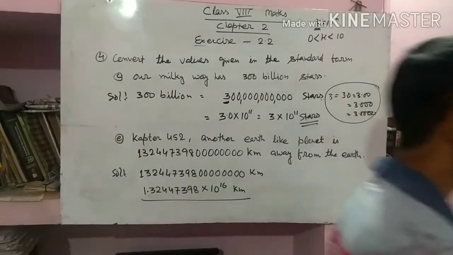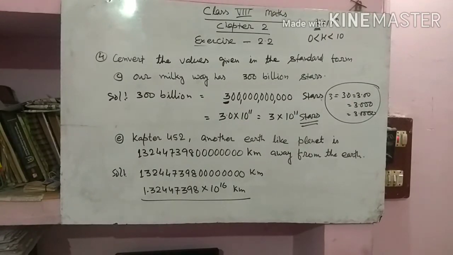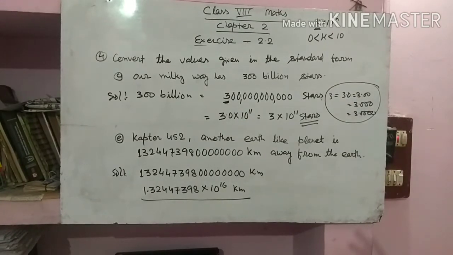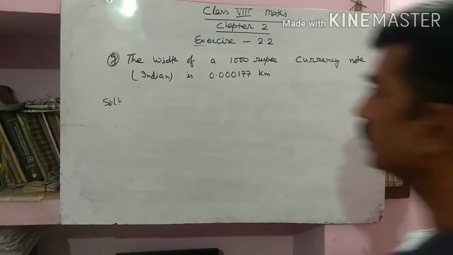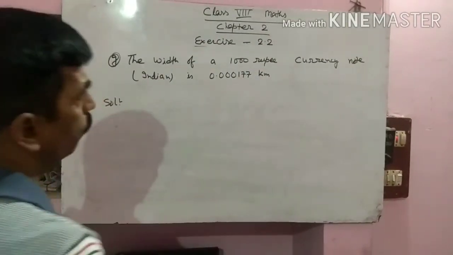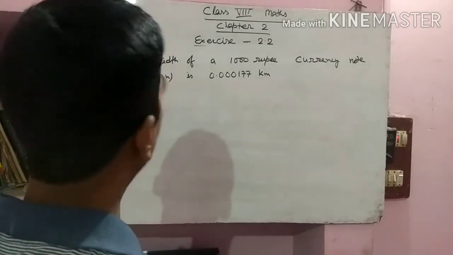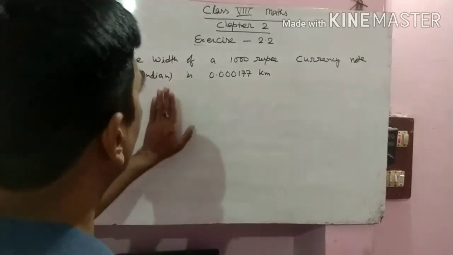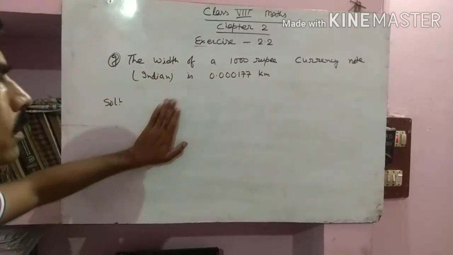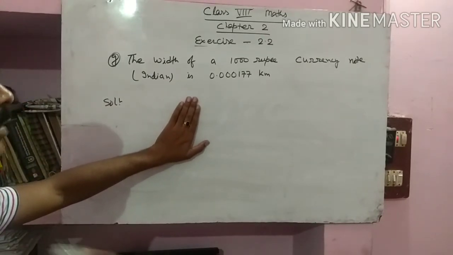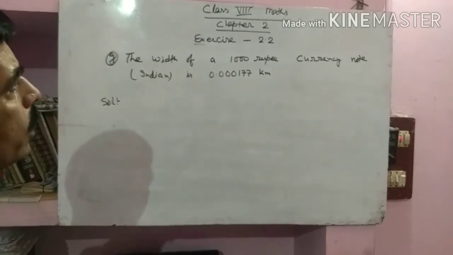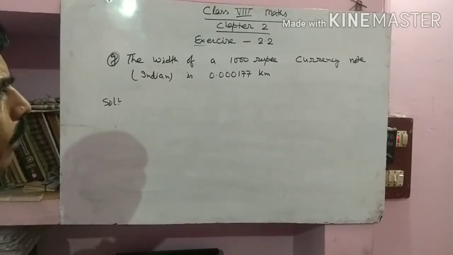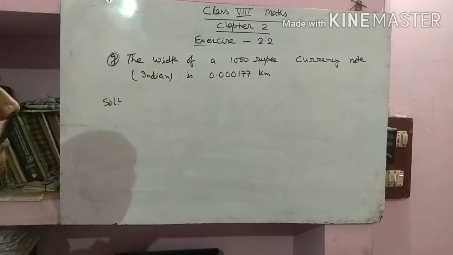Pause the screen and write it also. Look here, question number G. Width of a 1000 rupees Indian currency note. Although the 1000 rupee note is not in use now, there is a 500 rupee note and then a 2000 rupee note. But it's written that the 1000 rupee currency note is this many kilometers wide, and we have to find that in standard form.